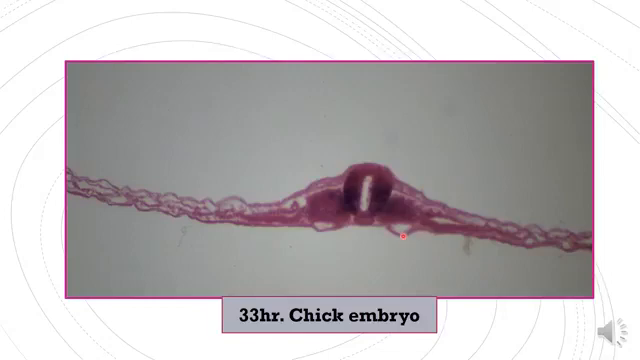Also in these sections you can see these vessels. These vessels are called the dorsal aorta. The dorsal aorta is derived from the visceral lateral plate of the mesoderm. Vascular systems are derived from the visceral lateral plate of the mesoderm.